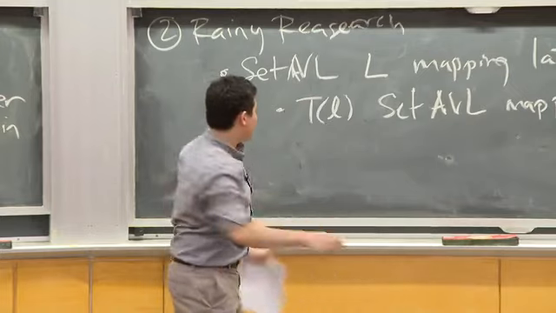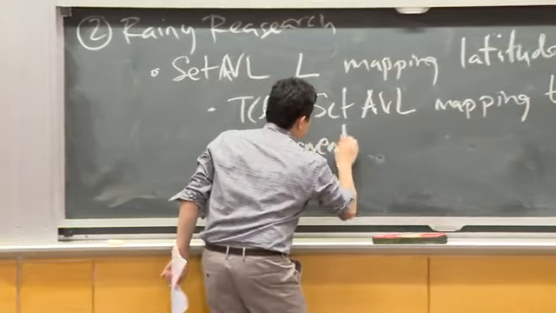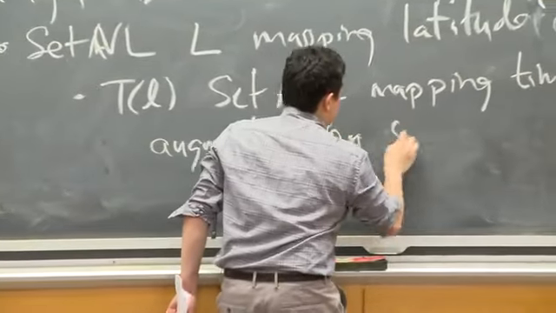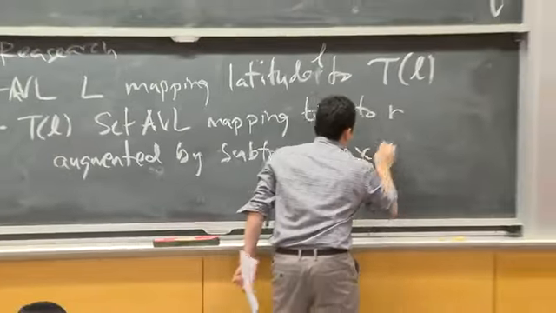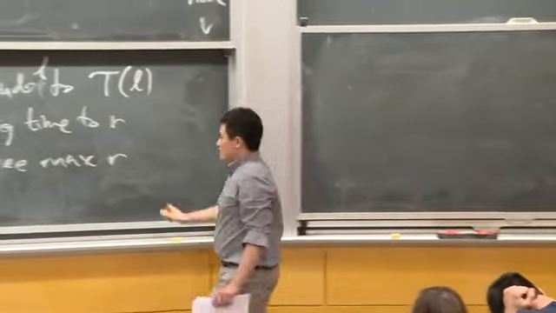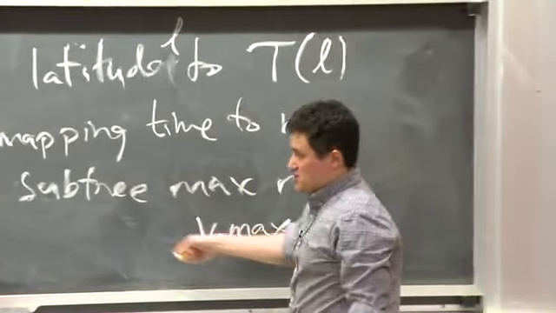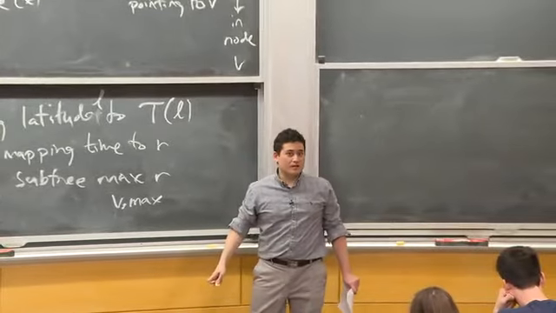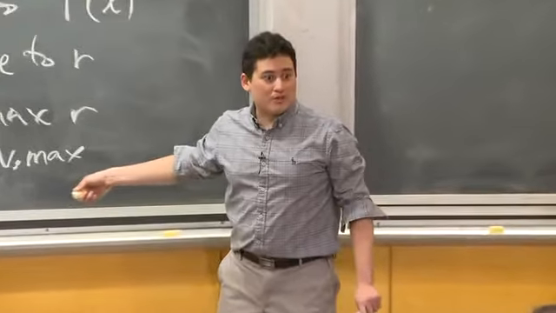So that's the idea of augmenting by subtree max R. I probably want to give this a name as well, like V.max, where V is a node in my tree. And I want to show how to support this, how I can compute that from its children.